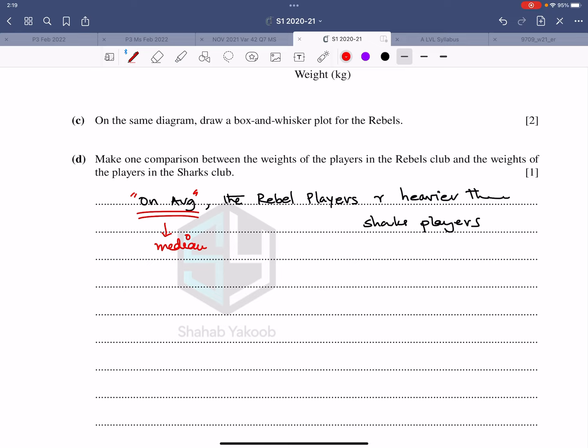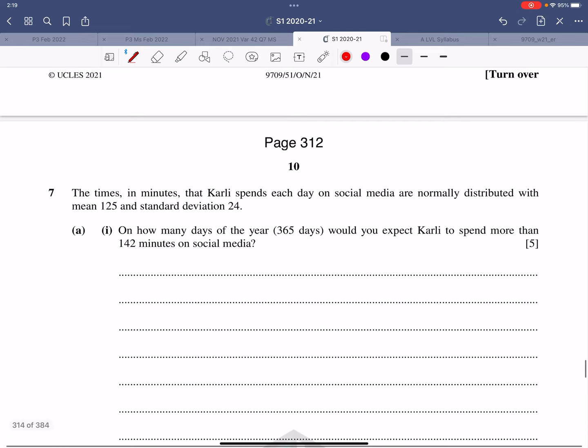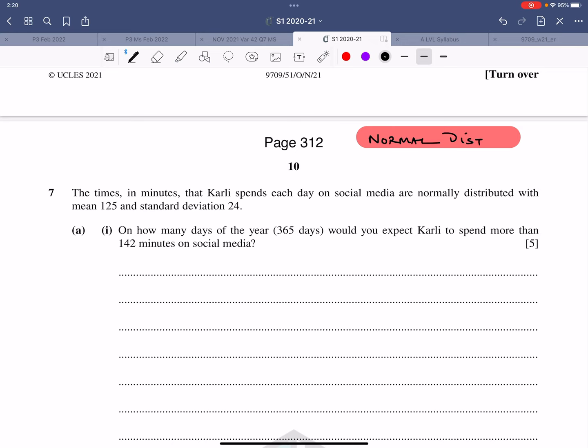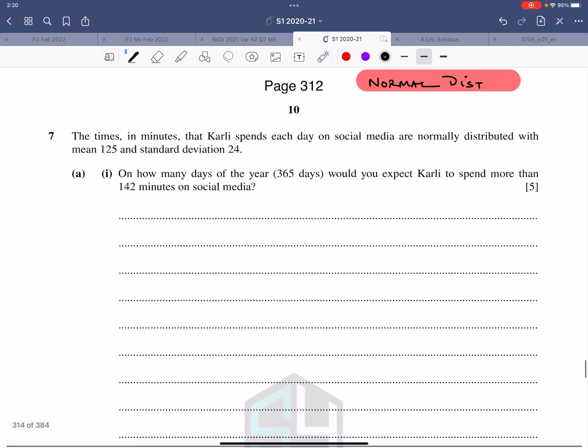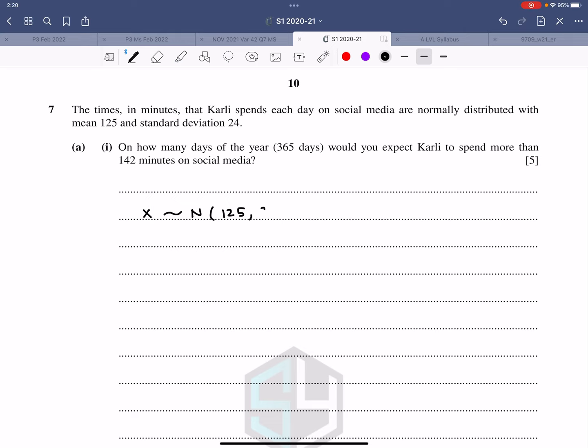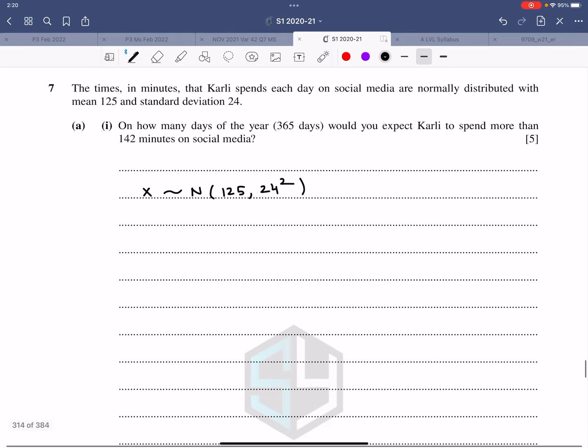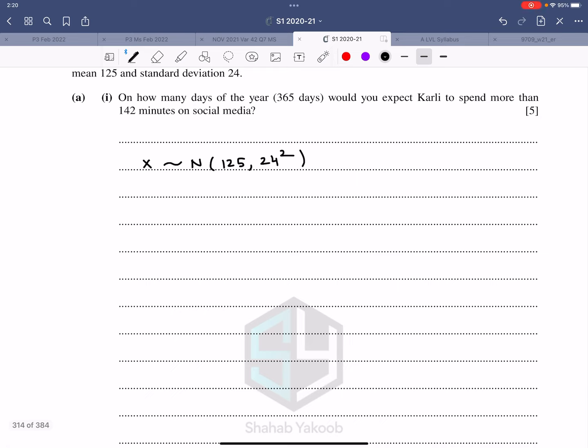Now we are finally reaching the last question. That last question looks like normal distribution. So that is this one. The question says the time in minutes that Carly spends each day on social media is normally distributed such and such. X follows a normal distribution 125, 24 square. On how many days of the year would you expect? This is the keyword, that is expect. And 365 is the total. That means you have to calculate expectation.